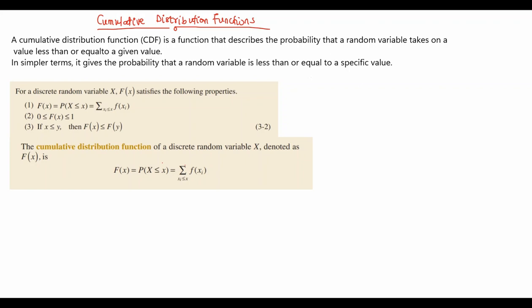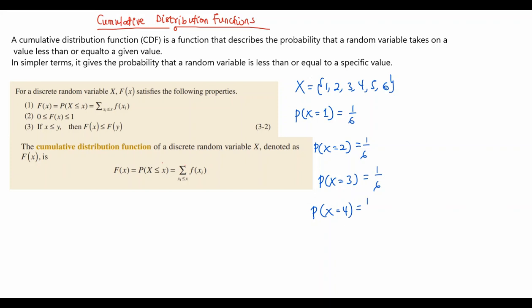Let's say we are performing an experiment where we roll a six-sided die. The discrete random variable can take the values 1, 2, 3, 4, 5, and 6. Let's say this is a fair die, so the probability of getting a 1 is 1 over 6, the probability of getting a 2 is 1 over 6, the probability of getting a 3 is 1 over 6, and the probability of getting a 4 is also 1 over 6. Their probabilities are equal. So the probability of getting x equals 5 is 1 over 6, and the probability of getting x equals 6 is also 1 over 6.